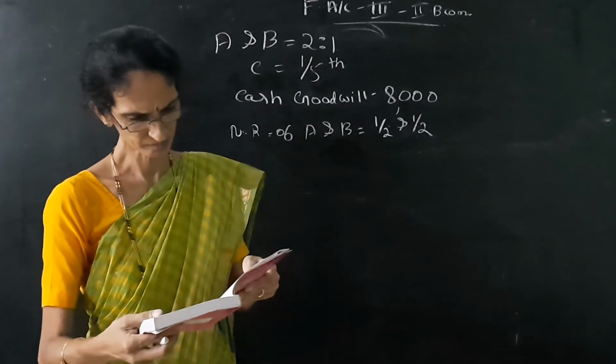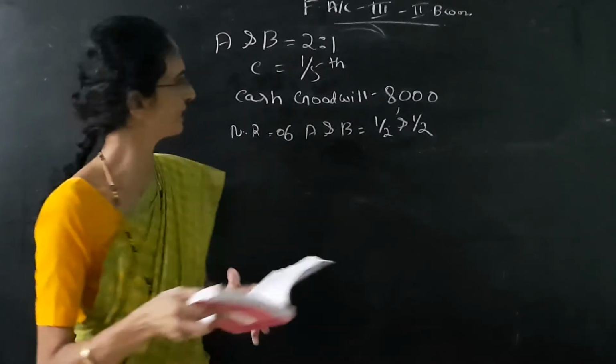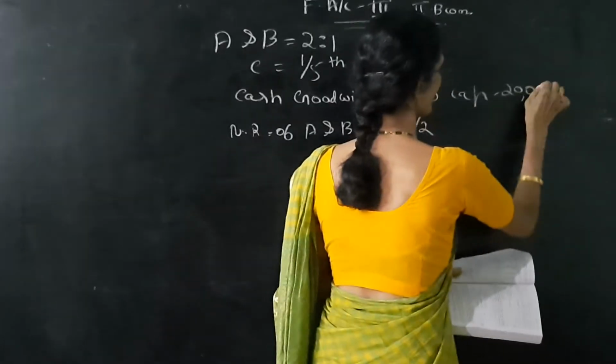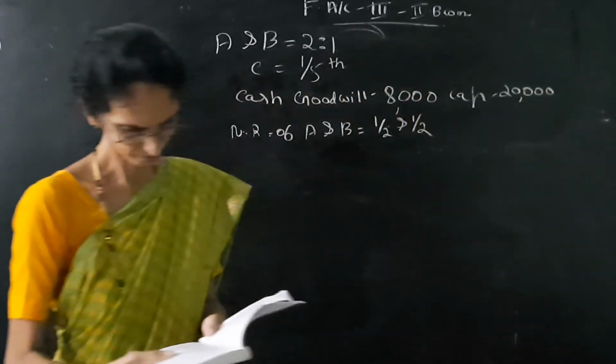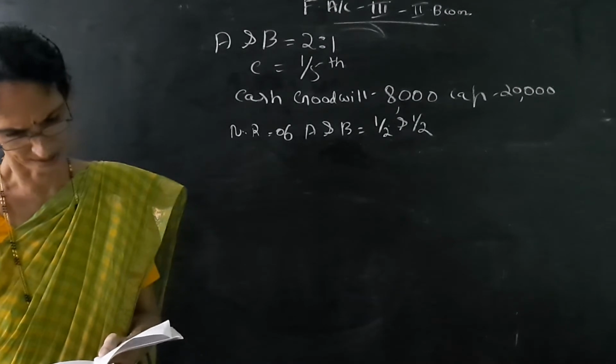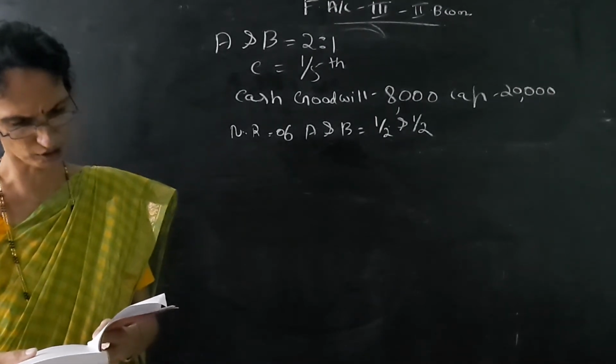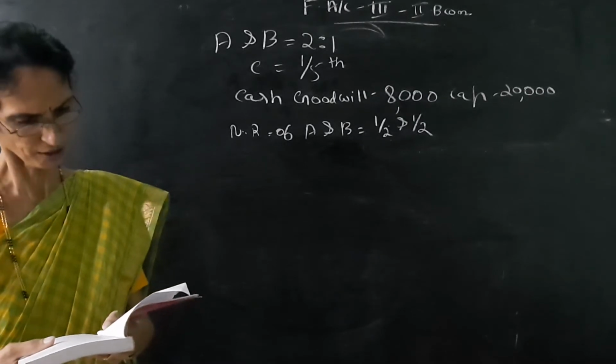Then capital brought in by C is 20,000. Then calculate the new profit sharing ratio. Give journal entries to record the above arrangement in the books of the firm.